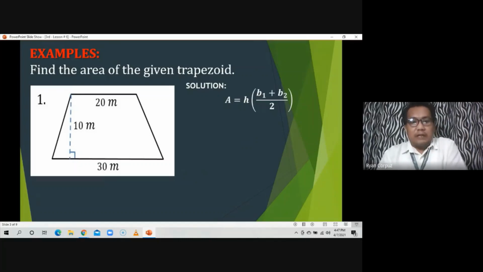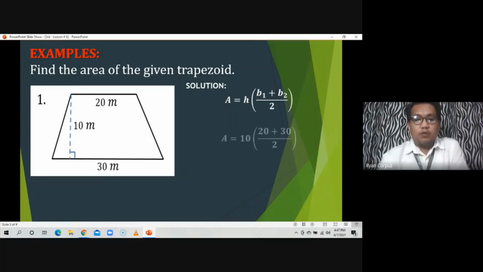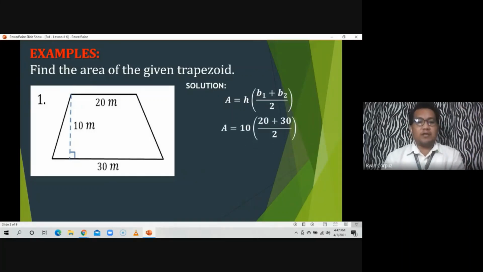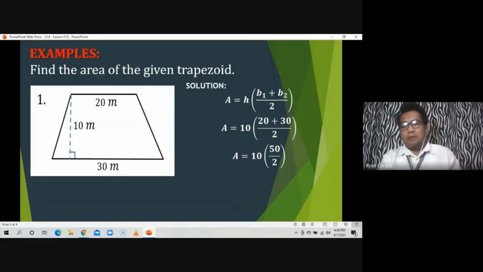So since given naman yung measure of its bases as well as its height, all you have to do is just simply substitute those givens in the formula. So when we do that, it will come up like this. A is equal to 10, which is the height according to the given figure. Then the bases are 20 and 30. So 20 plus 30 over 2. So we can simplify 20 plus 30 here, which is equal to 50 over 2. So 50 divided by 2, since it's exactly divisible, we'll come up with 25.